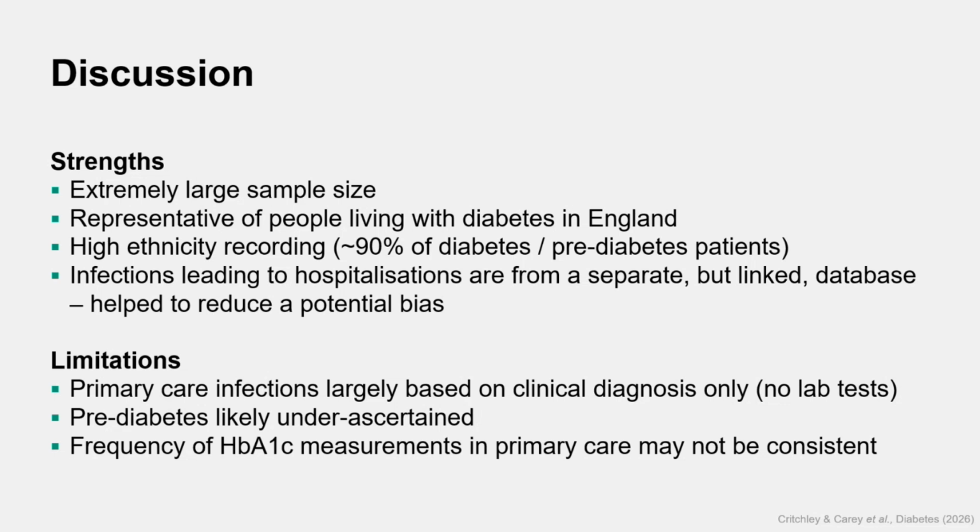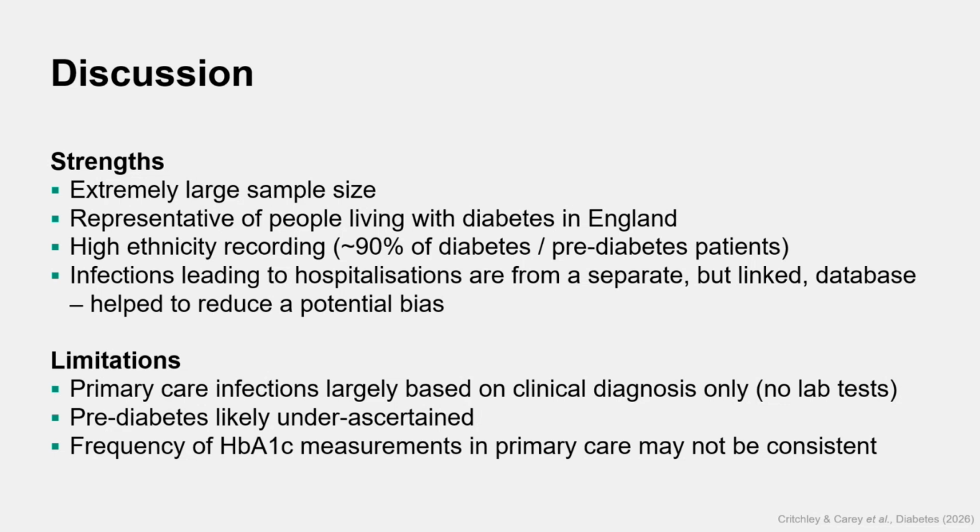And the linkages through hospital records, as well as the primary care data set, allowed us to find the same sort of finding of increased infection risk in multiple data sets, so reducing the limit of potential bias. There are, of course, a number of limitations.